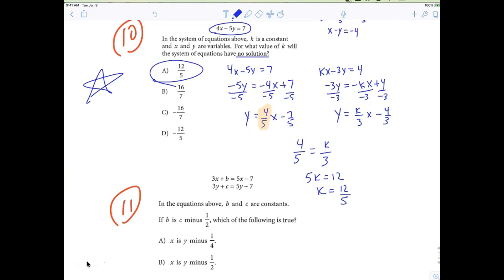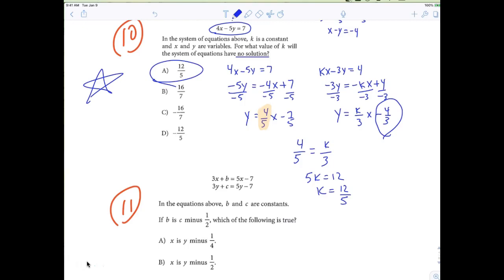Yes? I just have a question. I don't understand where the 4/3 came from. This right here, you mean? Yeah. Well, that's just because 4 divided by 3. I divided everything by 3. You see it now? Good job.